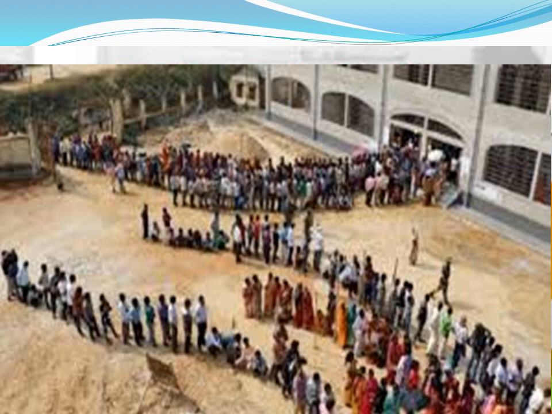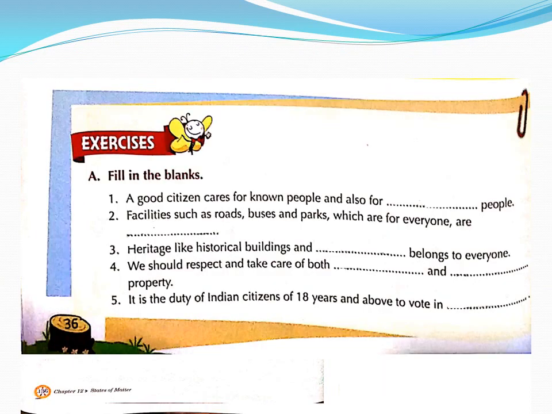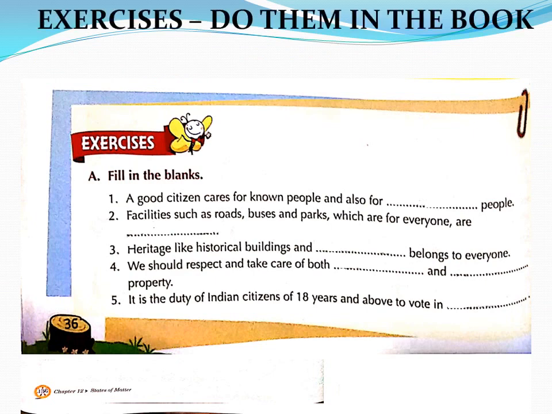Now we will move to the exercise part. The keywords given on page number 36 are responsibility, citizen, public property, private property, candidate, and at the end, polling booth. I will send these definitions to you separately. Now let us start the exercises.